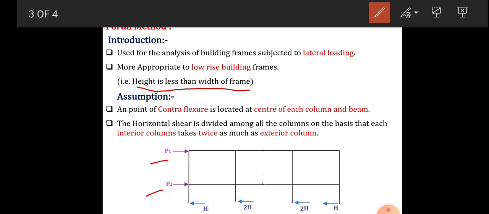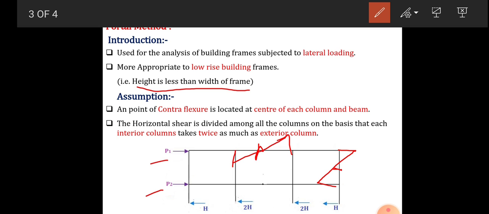The assumptions made for this analysis: the first one is that the point of contraflexure is located at the center of each column and beam. So if you draw the bending moment for the beam, it will be a straight line varying from the center when subjected to point load. For the column, the point of contraflexure is assumed at the center point.